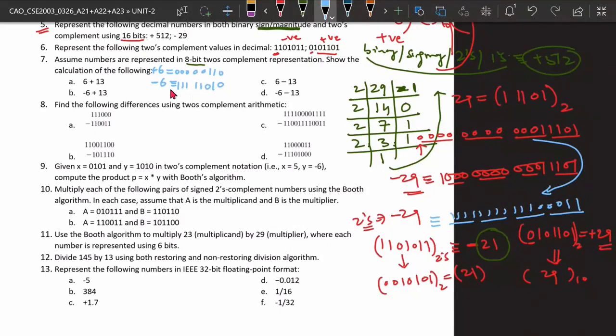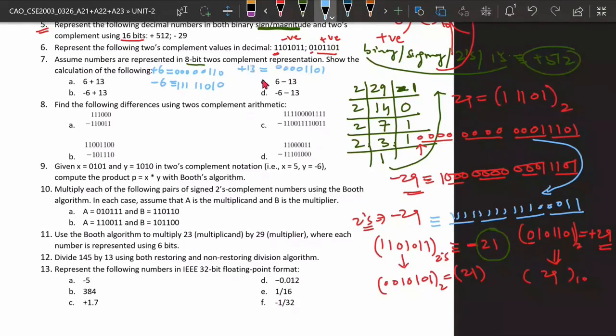Similarly, if we want to find out the plus 13 in 2's complement, the 2's complement or 1's complement or the binary representation will be the same. So it will be 8 plus 4 plus 1 is 13. If we want to convert it into 8-bit, we will be adding 4 zeros here. So this is plus 13.